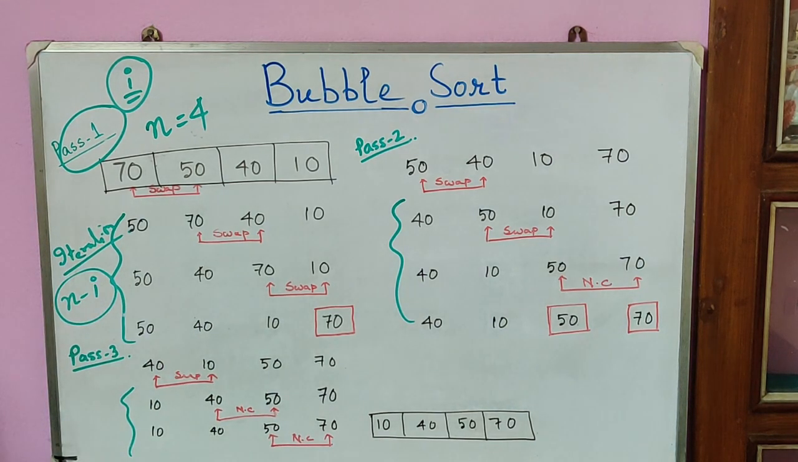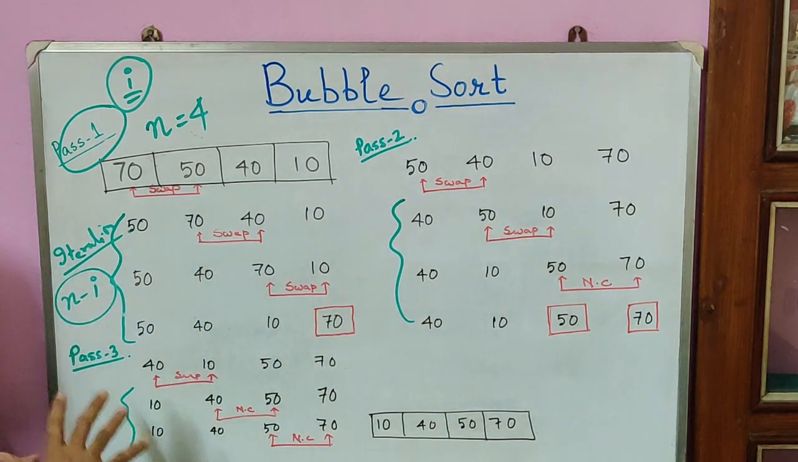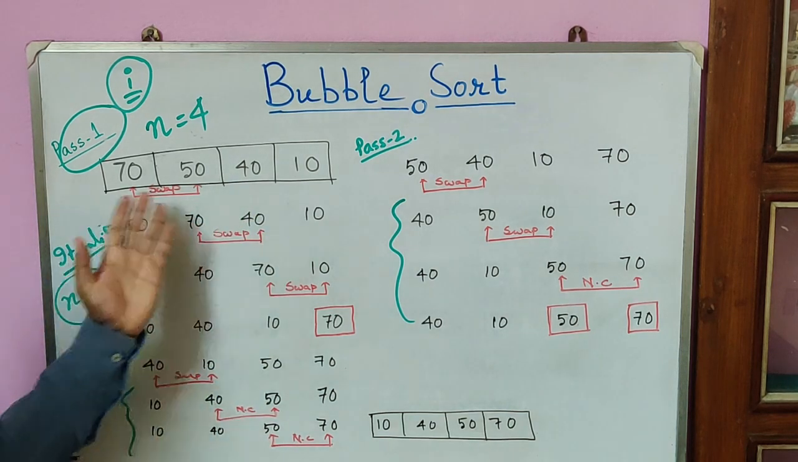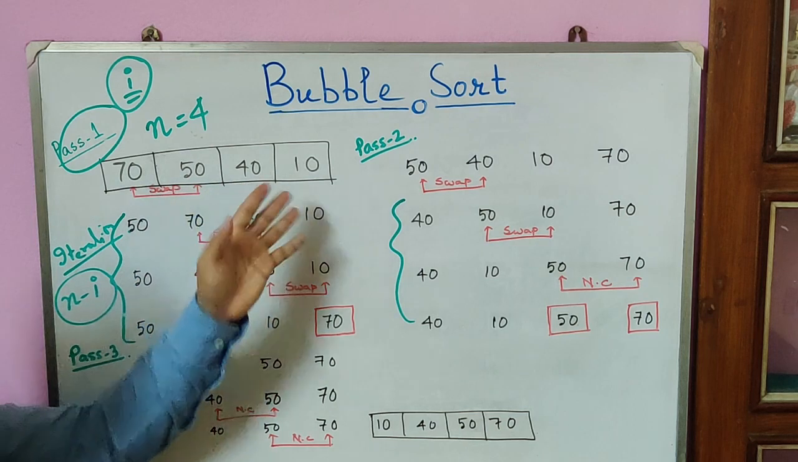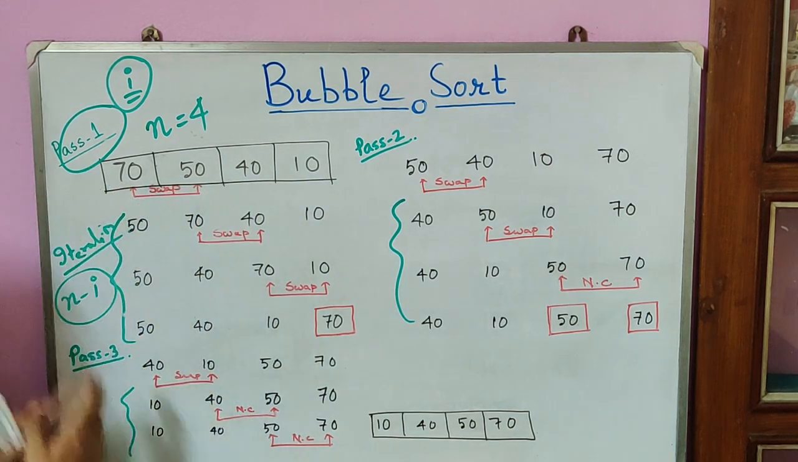Okay, so I hope all of you understood this one. So I just summarize it. First of all, we need to take some numbers like 70, 50, 40 and 10s. You can take any numbers. Then we need to write the pass 1.